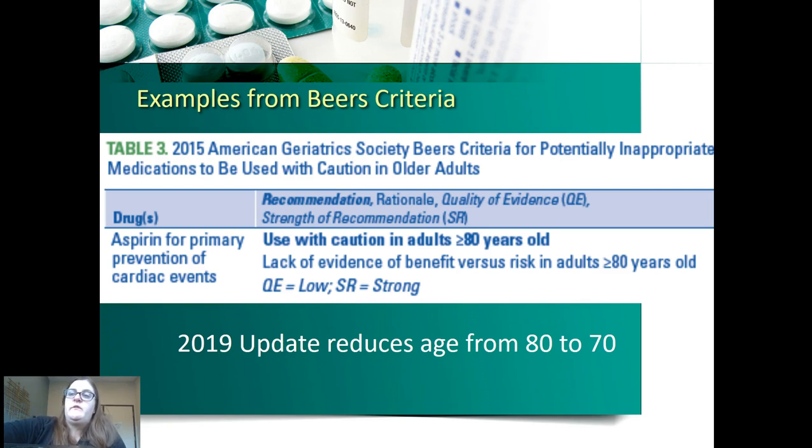So in the 2015 version, which I have for you here, they said to use with caution in anybody 80 years old or older. And the new 2019 update has actually decreased that age all the way down to 70. So that's most older adults. And again, this is only primary prevention. So if somebody's had a stroke before, yes, they're going to be on aspirin.